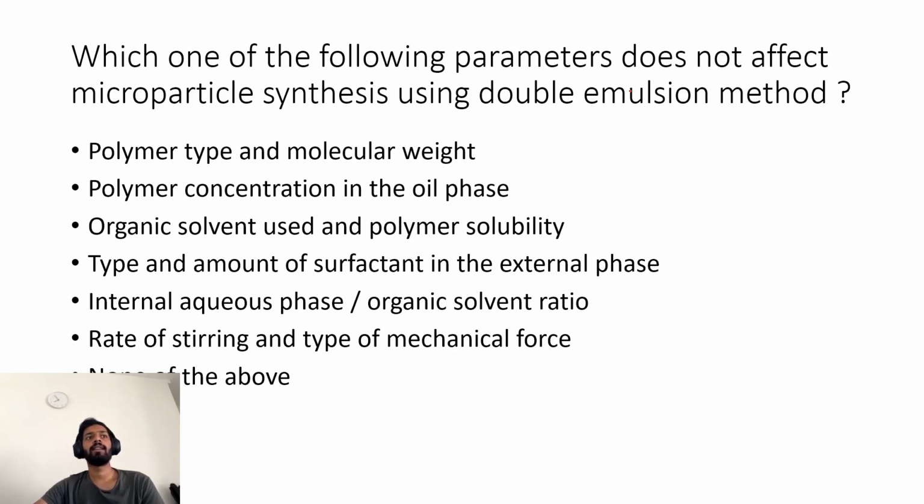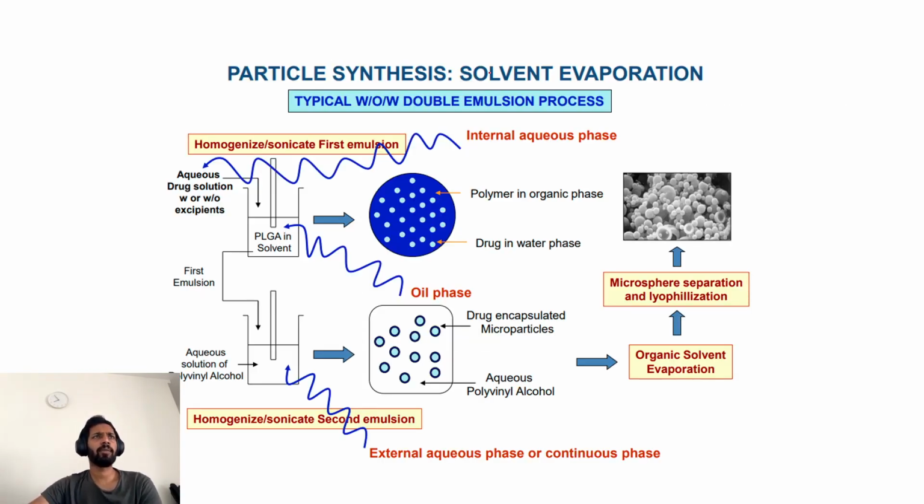Is it the case that all of them affect microparticle synthesis using the double emulsion method? So none of the answers are correct. So they're asking which of the following parameters does not affect microparticle synthesis using the double emulsion method. So, very briefly about the double emulsion method.